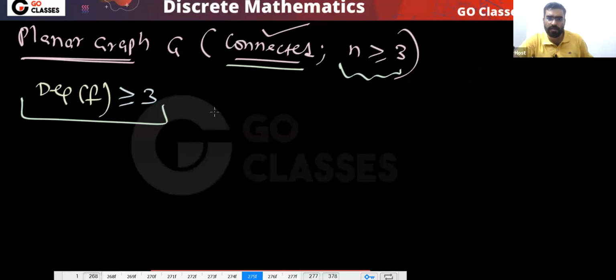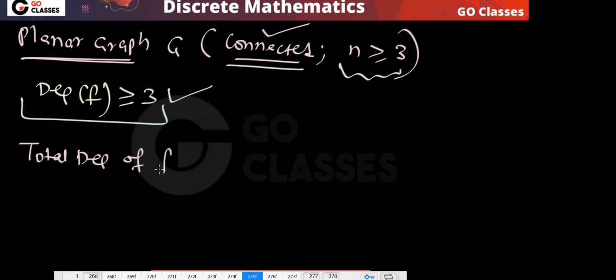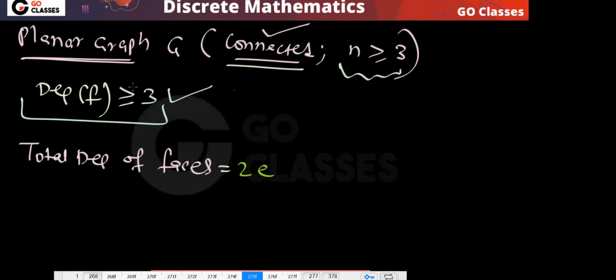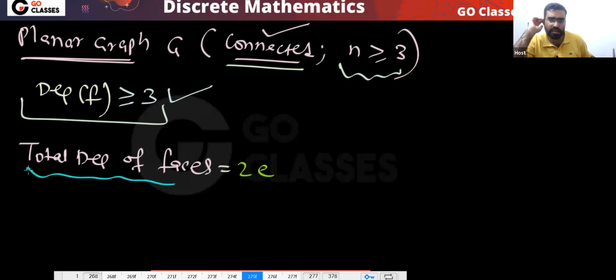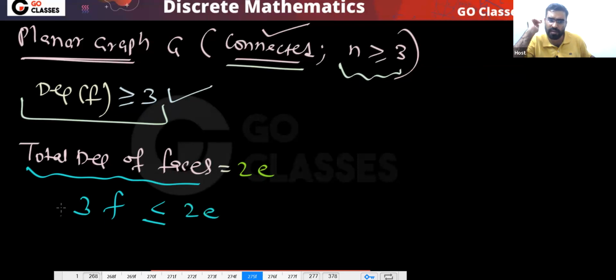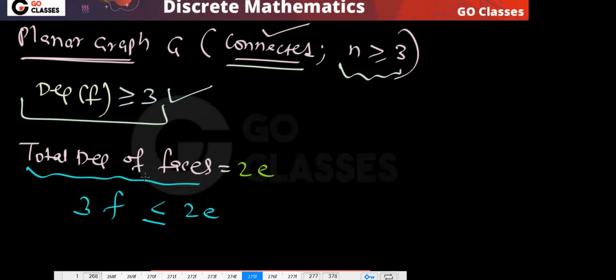So this is what you have: the degree of every face is greater than or equal to 3. And you know what the total degree is? Twice the number of edges. The total degree of faces is equal to twice the number of edges. So if I take this minimum degree of face, 3, and the number of faces is F, then 3 times F is less than or equal to 2E. Yes, very good, because this inequality will hold like this, right? Okay. Now what happens?